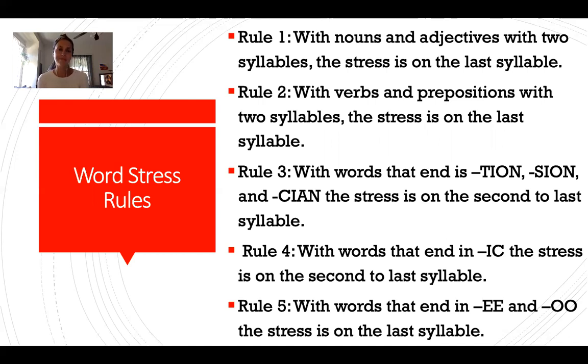With these rules, we can remind ourselves, okay, with nouns, it's the first syllable, with verbs, it's the second. For rule number 3, with words that end in things that sound like shun, we stress the second to last syllable, like education, okay? Rule number 4, with words that end with ick, the stress is also on the second to last syllable, economic. With words that end with e or oo, like employee, our stress is on the last syllable.